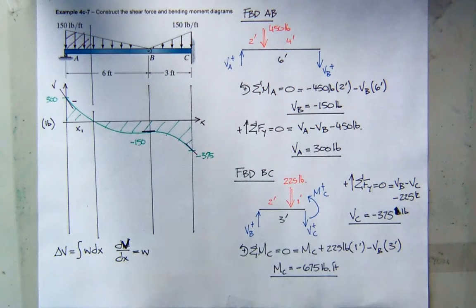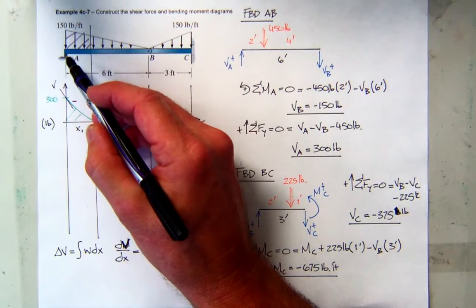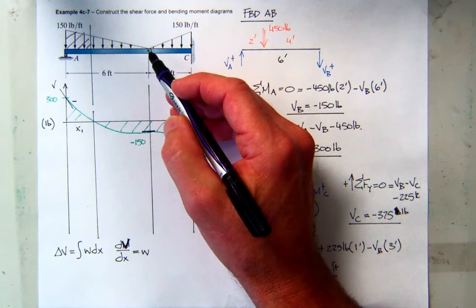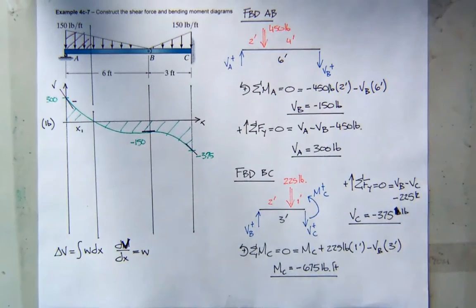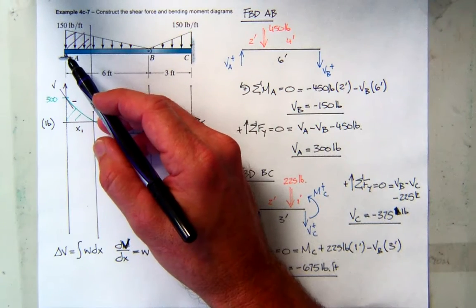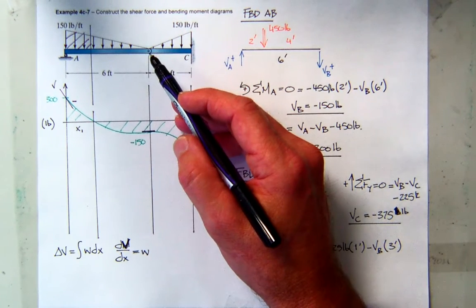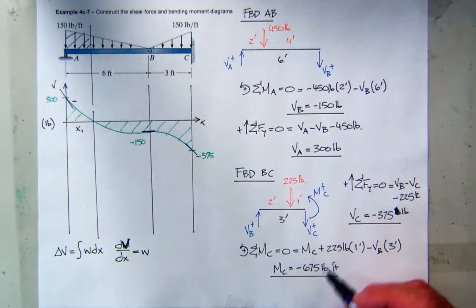The only place I know the moment is what? At A, at B, and at C. What is the value at A? 0. At B? 0. At C, we solve for it. That's all I've got.